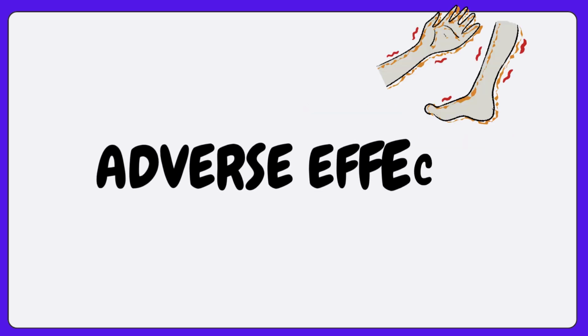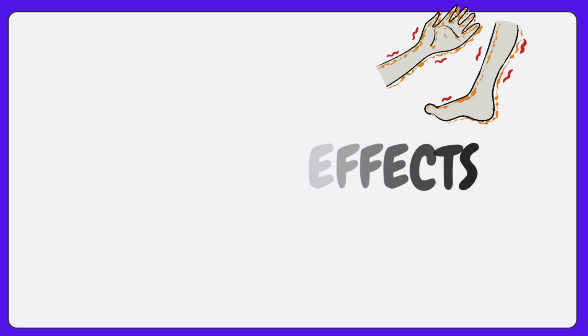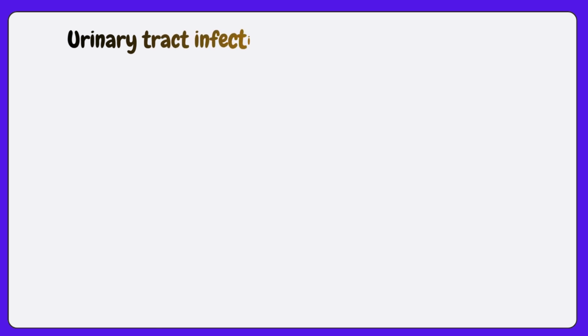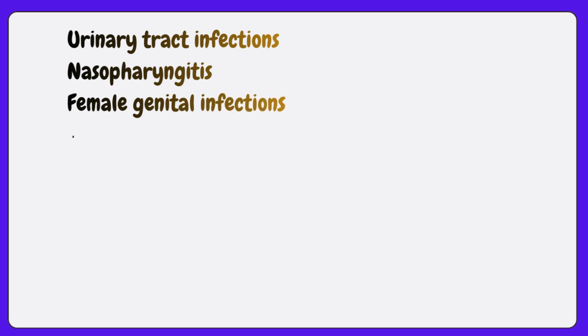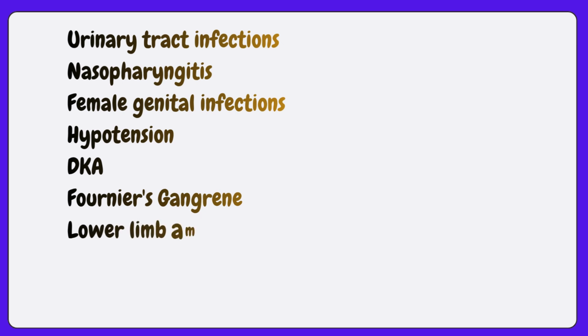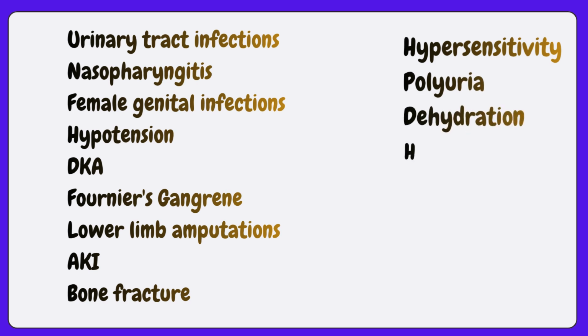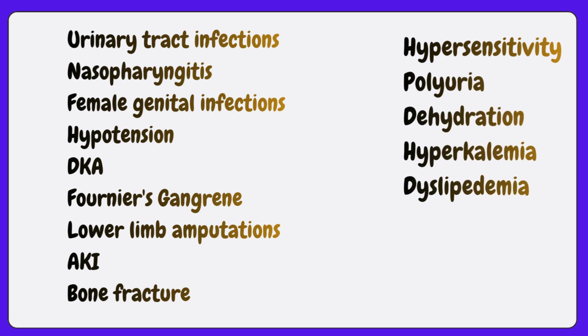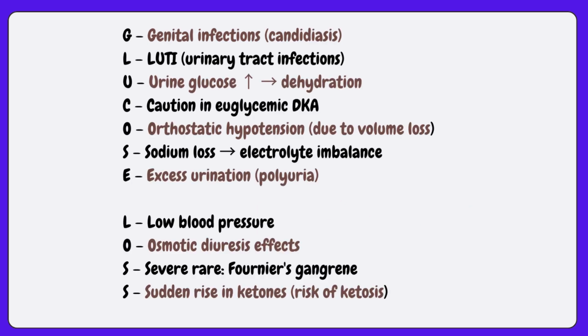Like all medications, SGLT2 inhibitors have certain adverse effects. That includes urinary tract infections, nasopharyngitis, female genital infections, hypotension, DKA, Fournier's gangrene, lower limb amputations, AKI, bone fracture, hypersensitivity, polyuria, dehydration, hyperkalemia, dyslipidemia. For better retention, we can summarize the key adverse effects using a mnemonic: glucose loss.